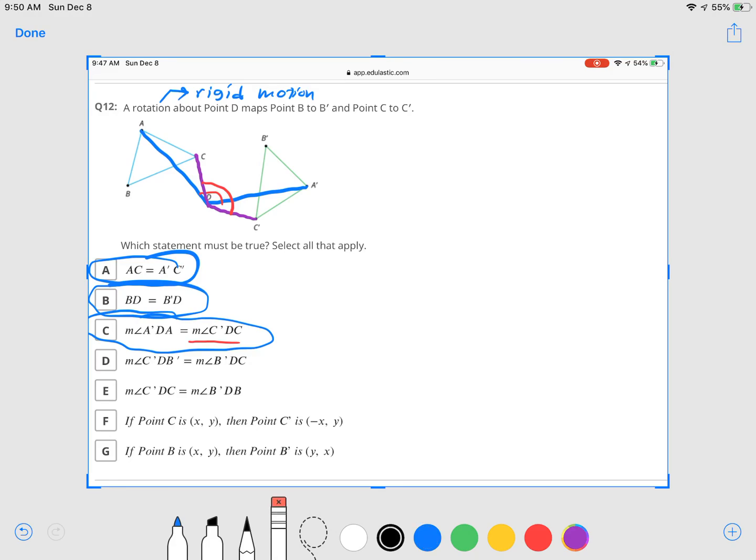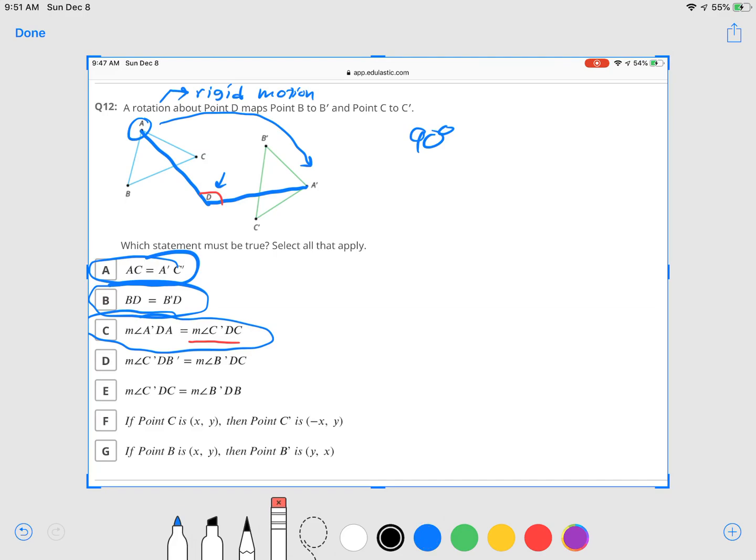So let me erase the purple one. Let's just focus on the first one. What determines how far the point A gets rotated around? Well, it's whatever the number of degrees of the rotation was. So if they said it's a 90-degree rotation clockwise, then it's that 90-degree number that determines how far it goes. And that determines how big this angle, angle D, is.